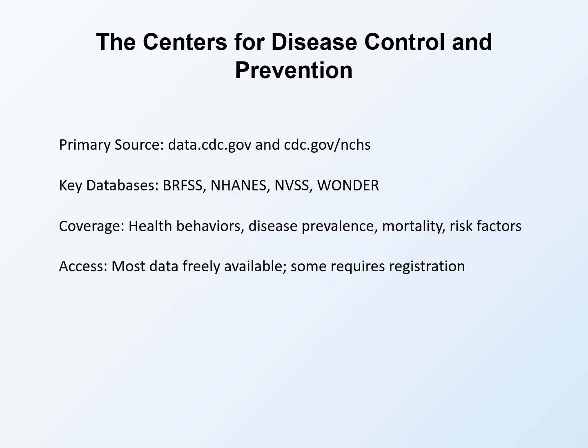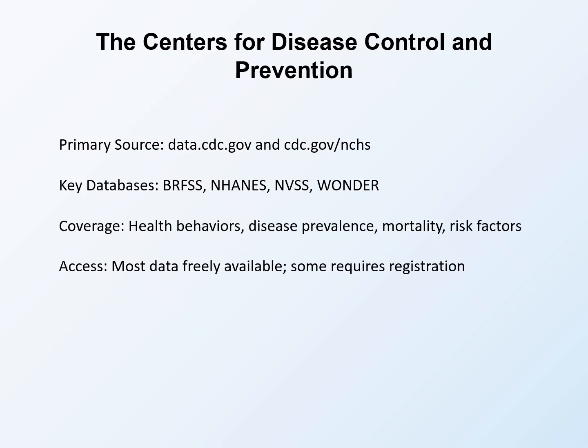The Centers for Disease Control and Prevention is the primary source for national health data. Their data portal at data.cdc.gov provides access to hundreds of data sets, while cdc.gov or NCHS houses the National Center for Health Statistics. Key databases include the Behavioral Risk Factor Surveillance System, known as BRFSS, which surveys health behaviors and risk factors. The National Health and Nutrition Examination Survey, NHANES, combines interviews with physical examinations. The National Vital Statistics System provides birth and death data. CDC Wonder allows detailed mortality queries.